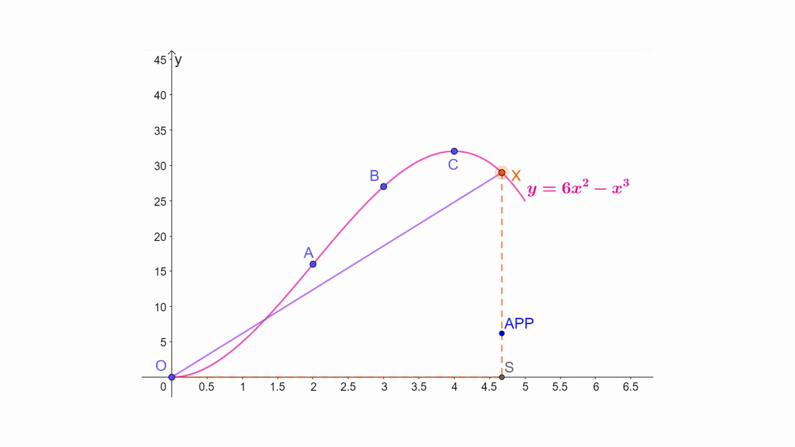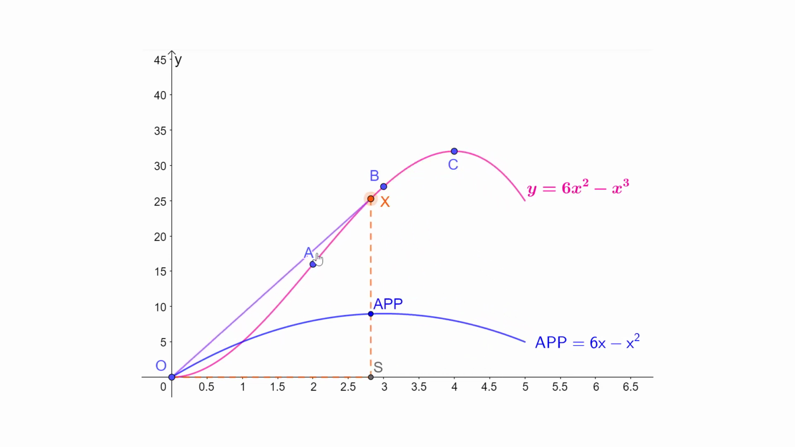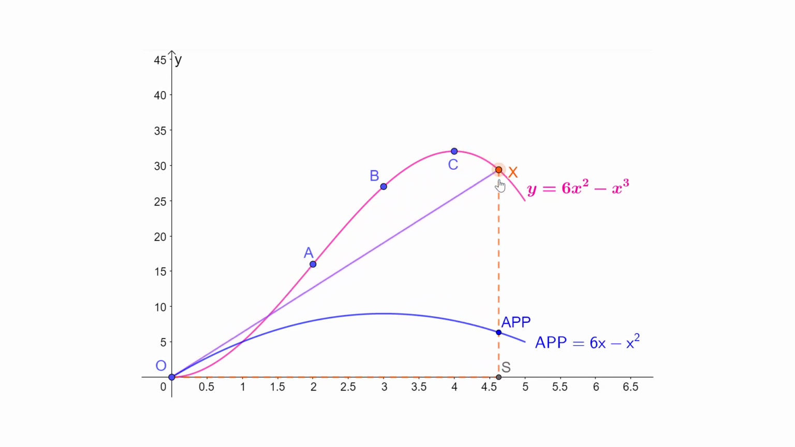And let me actually add the APP curve here, which, if we use the production function, y over x, we can get the value 6x minus x squared. And this time pay attention to when I move X, you can see that the APP value is changing along the APP curve, and you should be able to say that when X is at point B, the APP value is actually the largest. And then as you move along the curve, the APP value is changing.